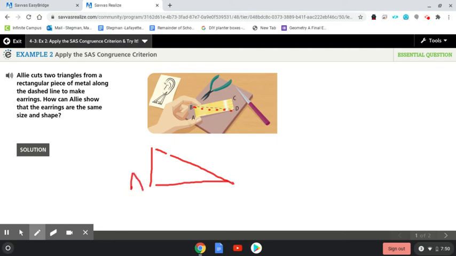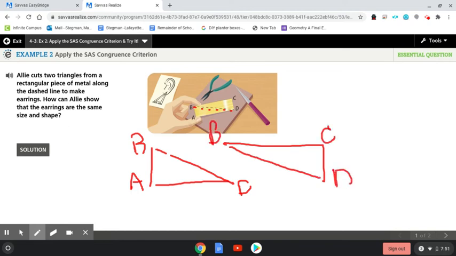All right, we're going to call this A, B, D, and the other one right here. Okay. And this one is going to be B, C, D. Now, based off of what we know about triangles, the widths are the same length, so those are going to be congruent. The lengths are the same length as well, so those are going to be congruent.